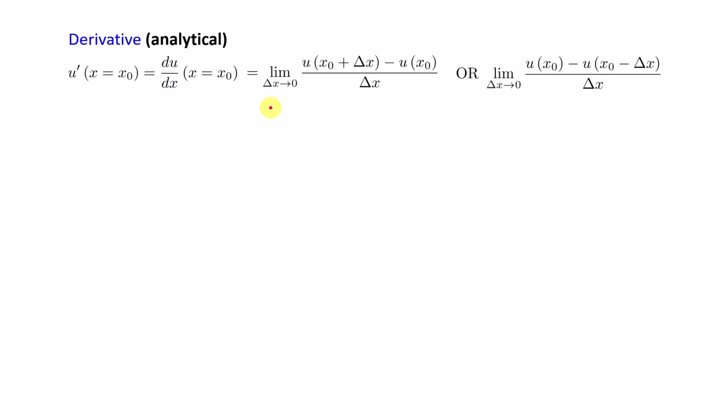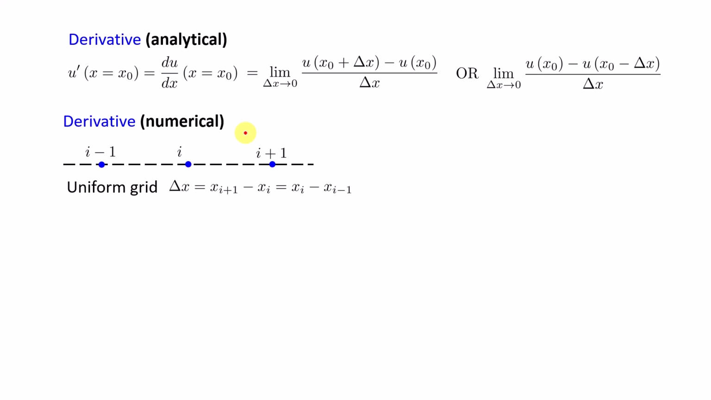So now we are ready to give some sort of an equivalent definition of derivative, we keep in mind the analytical derivative. The definition of that is limit delta x to 0, u of x naught plus delta x minus u of x naught, or u of x naught minus u of x naught minus delta x, etc., etc.